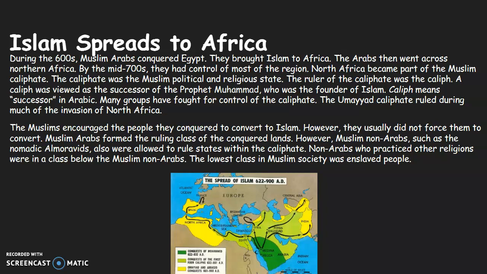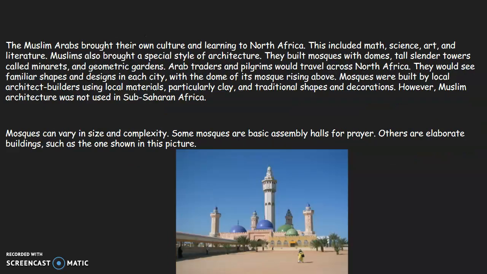The Muslims encouraged the people they conquered to convert to Islam. However, they usually did not force them to convert. Muslim Arabs formed the ruling class of the conquered lands. However, Muslim non-Arabs, such as the nomadic Almoravids, were also allowed to rule states with the Caliphate. Non-Arabs who practiced other religions were in a class below the Muslim non-Arabs. The lowest class of Muslim society was enslaved people.